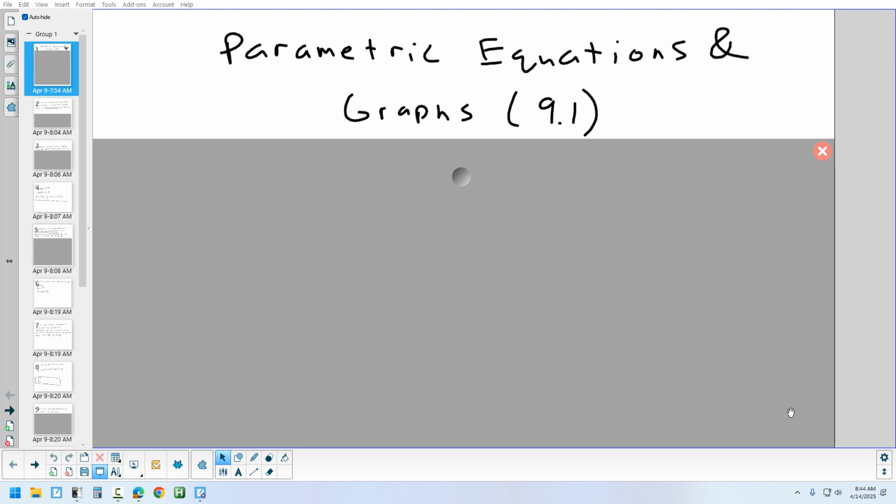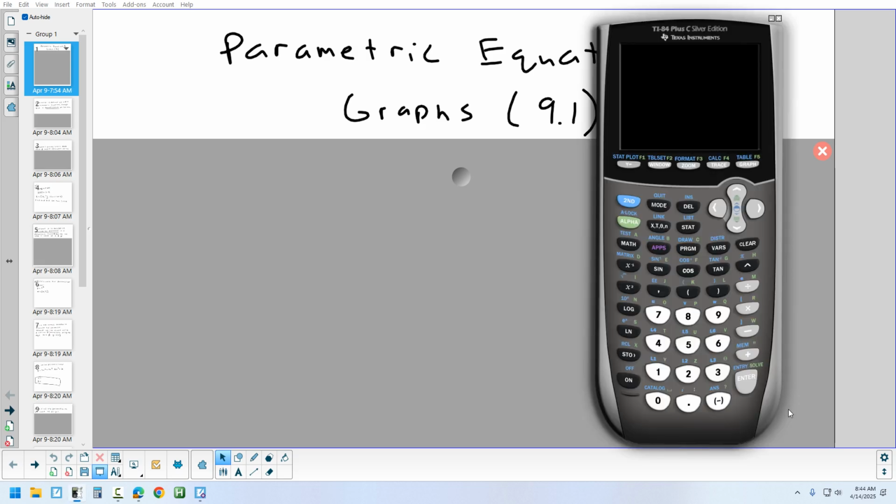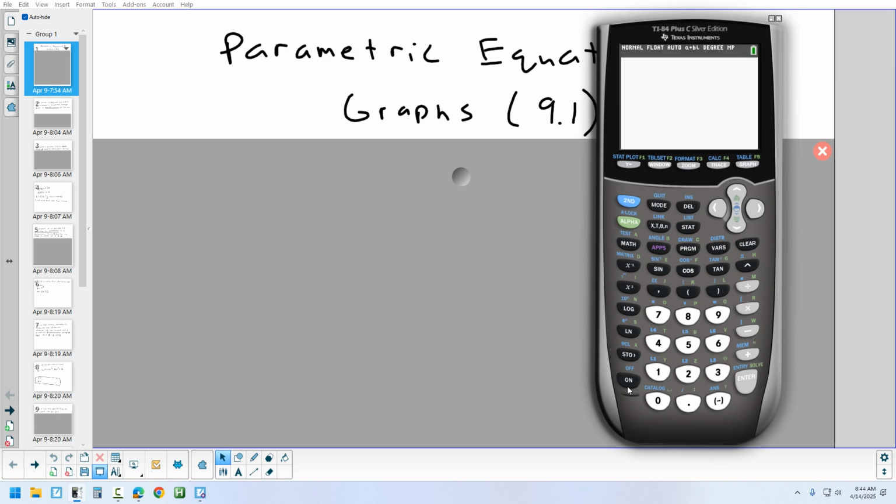All right, so first section in chapter 9 is on what we call parametric graphs and equations. So when you graph something, there's different types of graph systems you can use. Okay, so far this year we've been using what's called function graphing. Parametric is a different way to graph. It still uses an x and a y axis. Okay, so that part's going to stay the same for today.